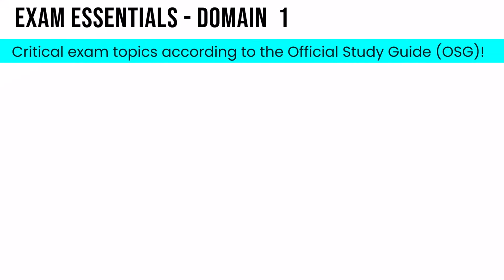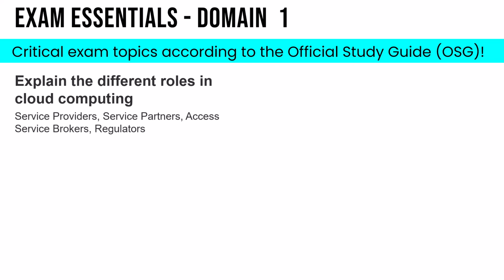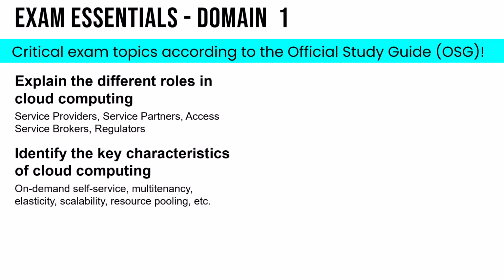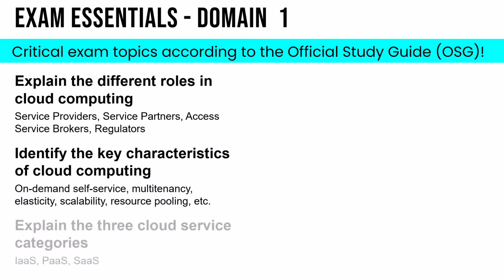So I'd like to talk for a moment about what the official study guide calls exam essentials. Critical exam topics that, according to the guide, are very important to remember for the exam. Not the only topics, but definitely amongst the most important. For Domain 1, they call out the different roles in cloud computing, like service providers, service partners, access service brokers. Identifying the key characteristics of cloud computing, like on-demand self-service, multi-tenancy, elasticity, and scalability. Explaining the 3 cloud service categories, IaaS, PaaS, and SaaS, and the differences between them.